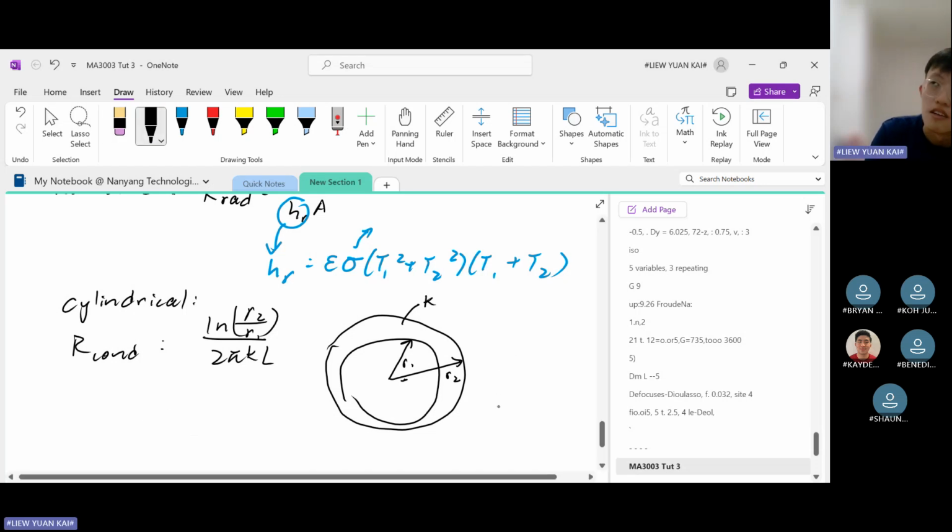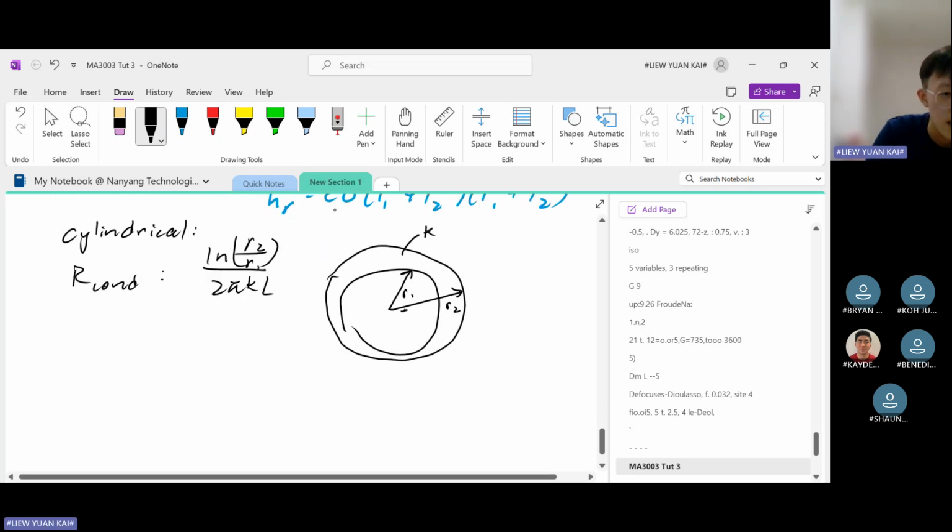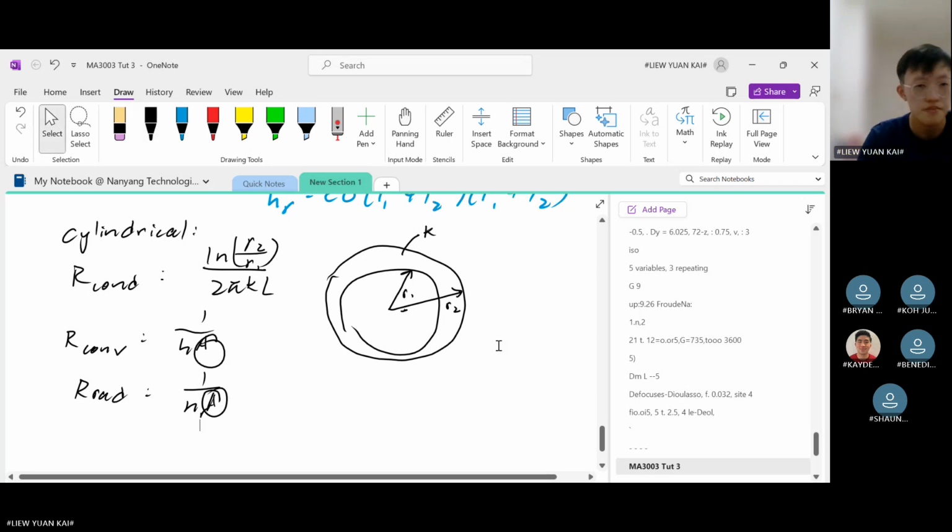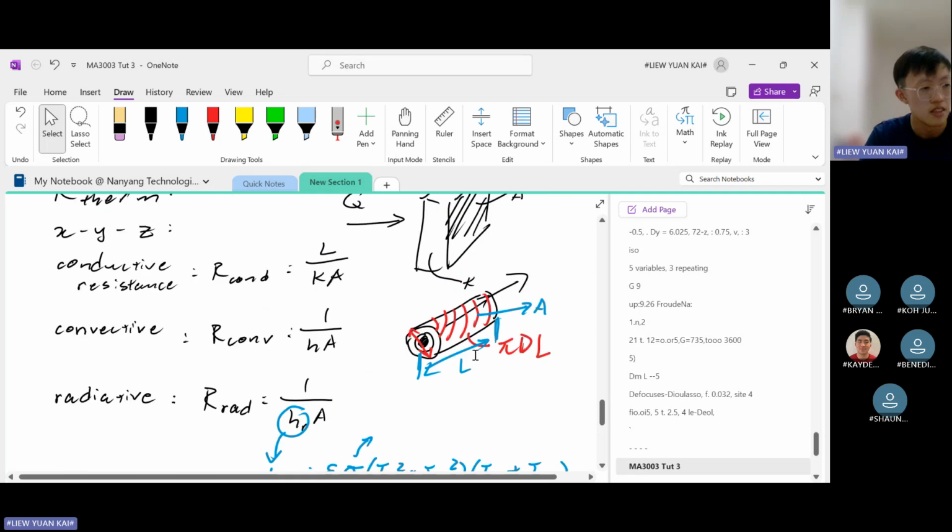And then next we have radiation and convective resistance. They're actually the same thing as XYZ. So R convec is just the same thing, 1 over HA, and R radiation is 1 over HRA. It's just the same thing. A is the surface area through which convection occurs, and this A is the surface area through which radiation occurs. Okay, I think that's about it.